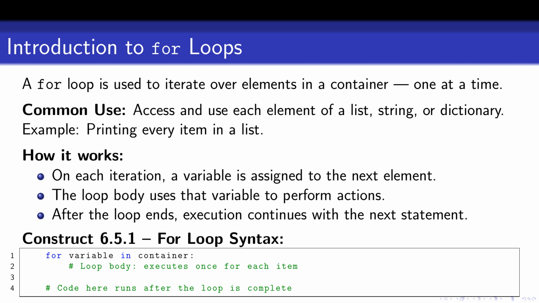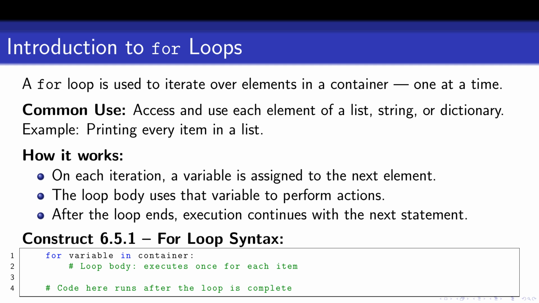Here we transition to for loops, which are typically used to iterate over the elements of a container like a list, string, or dictionary. A for loop assigns each element of the container to a loop variable in sequence, executing the loop body for each item. This form of iteration is very common in Python because it eliminates the need to manually manage a loop variable or worry about indexing. The syntax is straightforward and concise. You define the loop variable and the container, and Python handles the rest.